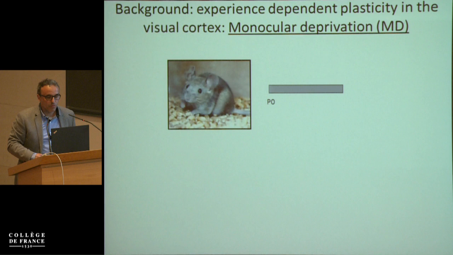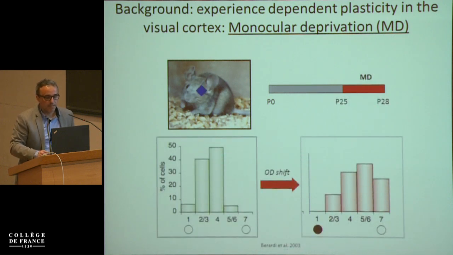The classical model to study developmental plasticity was introduced by Hubel and Wiesel, and is monocular deprivation, performed simply by suturing or covering one eye. Then you can assess plasticity by, for instance, recording neuronal activity from the visual cortex, and you can see this so-called ocular dominance shift, meaning that the cortex loses responsiveness to the deprived eye, and if you wait for days and days, you also see some increase in the response to the non-deprived eye.